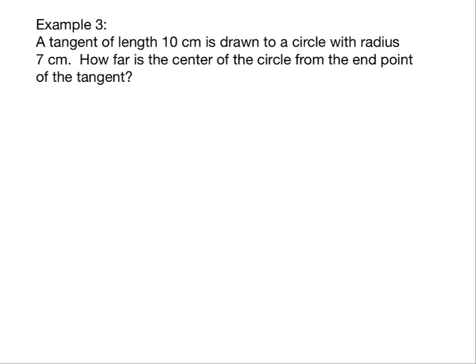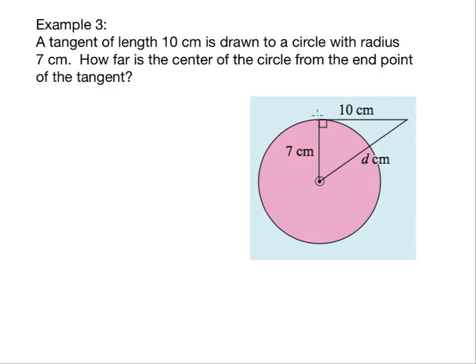Okay, let's look at example 3. A tangent of length 10 centimeters is drawn to a circle with radius 7 centimeters. How far is the center of the circle from the endpoint of the tangent? So let's start by drawing a picture, because we always need a picture to understand what the word problem is asking. So in this picture, I have labeled the tangent segment as 10 centimeters. The radius from the center to the point of tangency is 7 centimeters. Now remember, that forms a right angle.